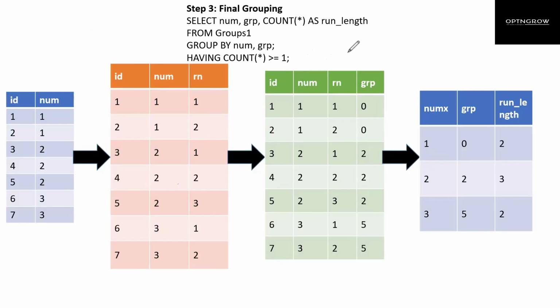Now, once we have this table, all we are doing is a group by GRP. So you can see over here 0, 2 and 5. We have got three groups. And then we are also counting how many times each group has appeared, each number has appeared. So this has appeared twice, 2 has appeared thrice, and so on and so forth.